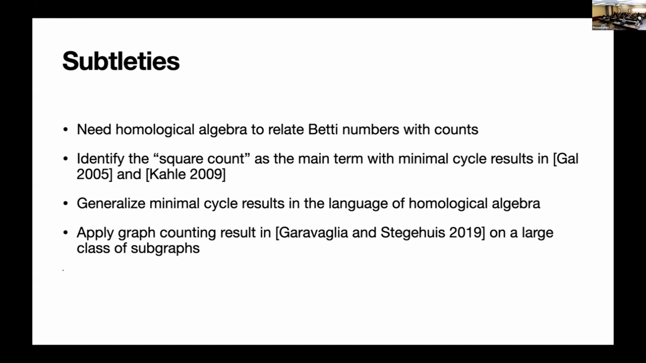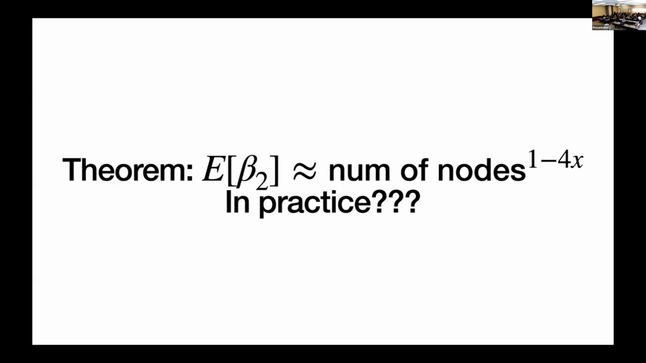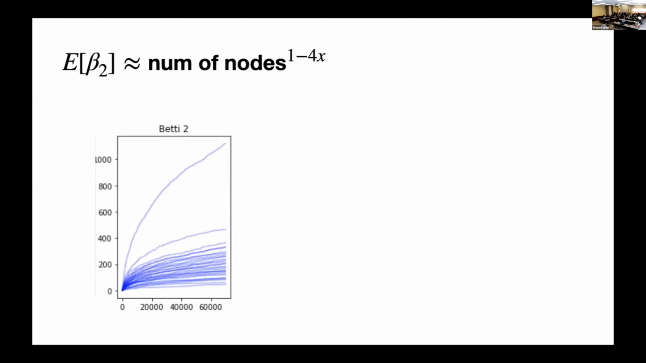And finally, we need to apply the graph counting results to get the actual asymptotics. We have a formula for every single graph, but now we're dealing with a family of graphs like squares, pentagons, and so forth. So you need to be systematic about your arguments so that you don't have to do everything one by one. So if you believe I can handle all these subtleties, then you have to prove that the expected Betti number is roughly the number of nodes raised to some power. This is a computational conference, so I will try to show you some computational results.